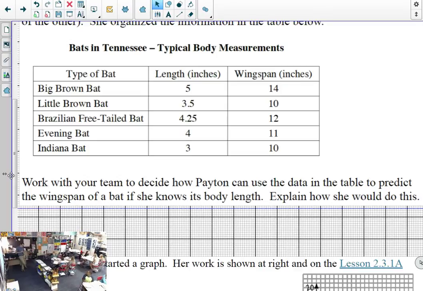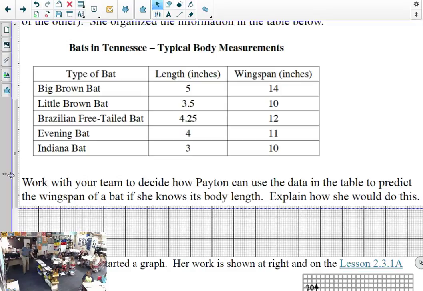Anybody have any observations that you want to share with us? Any relationships you might see? Anything that could help us make a prediction? Liam, what do you think? Well, Patrick saw this. That with any number, if you multiply it by 3, you get pretty close to the wingspan.